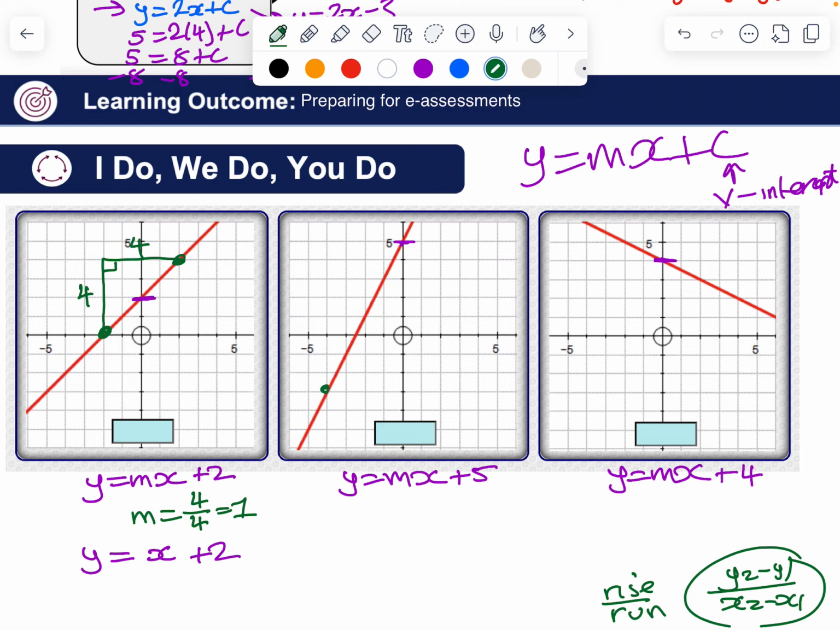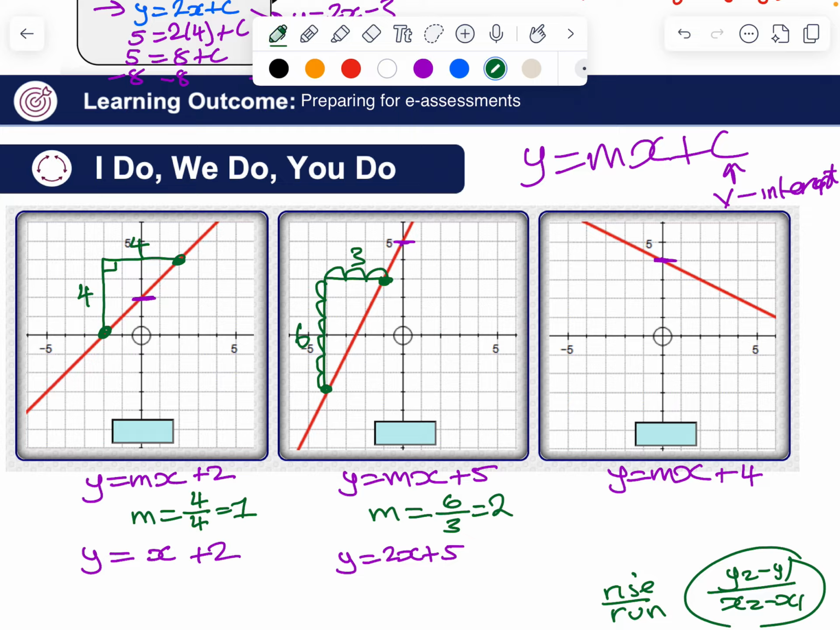Right, the second question, pick any 2 points. And again, do rise over run. We rise by 1, 2, 3, 4, 5, 6, and we run by 1, 2, 3. So my gradient is rise, which is 6, over run, which is 3. 6 divided by 3 is 2. So my equation is y equals 2x plus 5.